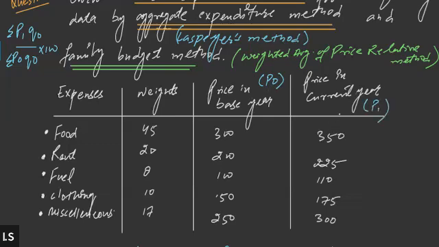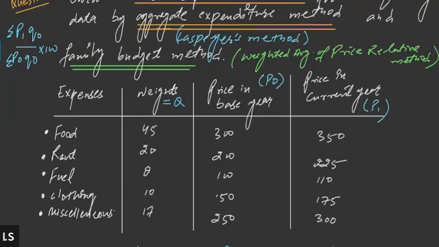But is quantity for the base year given or not? No, quantity is not given. Now don't get confused that weight is quantity. Weight is different and quantity is different. But listen carefully: since the quantity is not given in the question, we will treat weight as quantity. Just keep in mind that quantity and weight are two different things. Only because quantity is missing, we are treating weight as quantity.